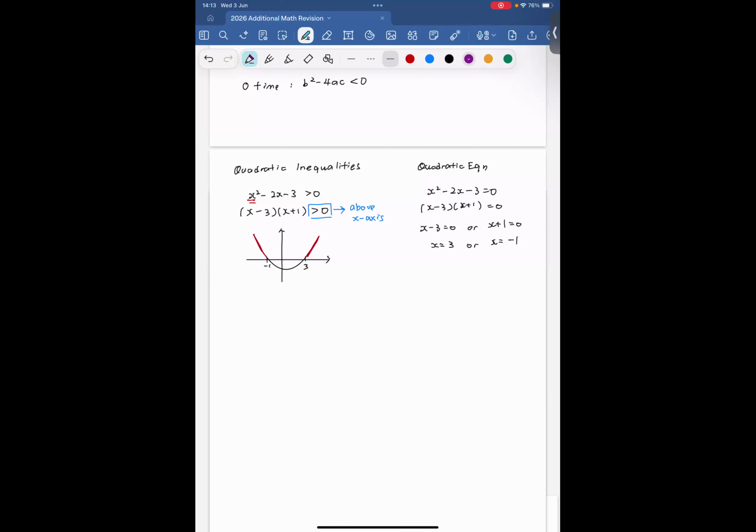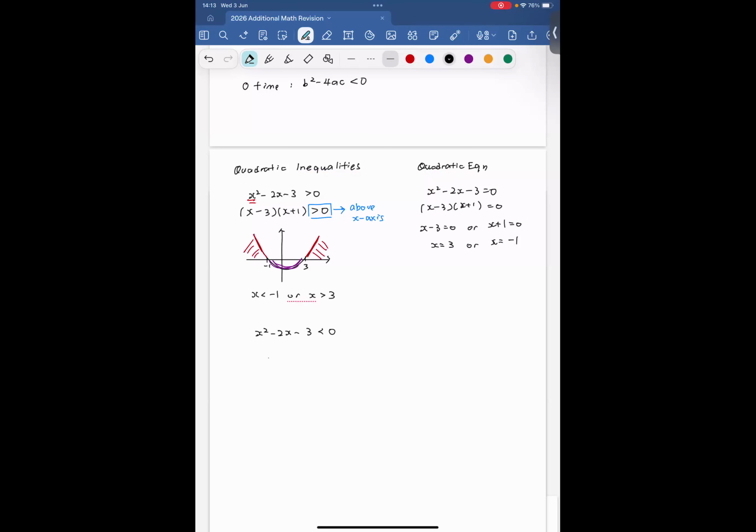The purple color part is below the x-axis. So I only want the red color part. So what are the x values that will give me the red color part? This portion and this portion. So for me to have this, my answer will be x is less than -1 or x is more than 3.